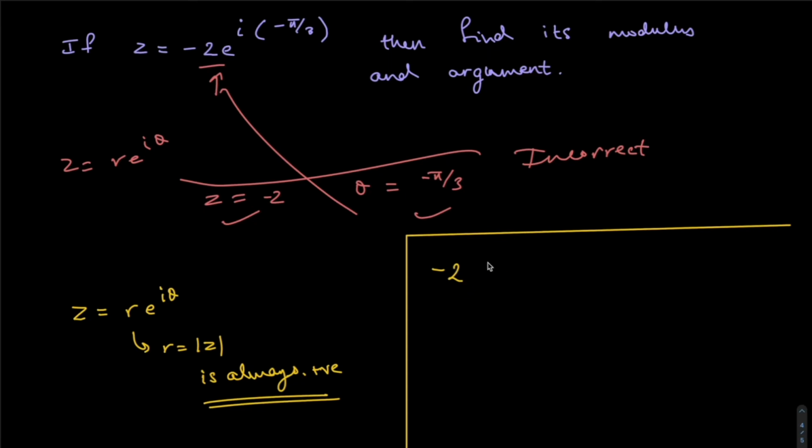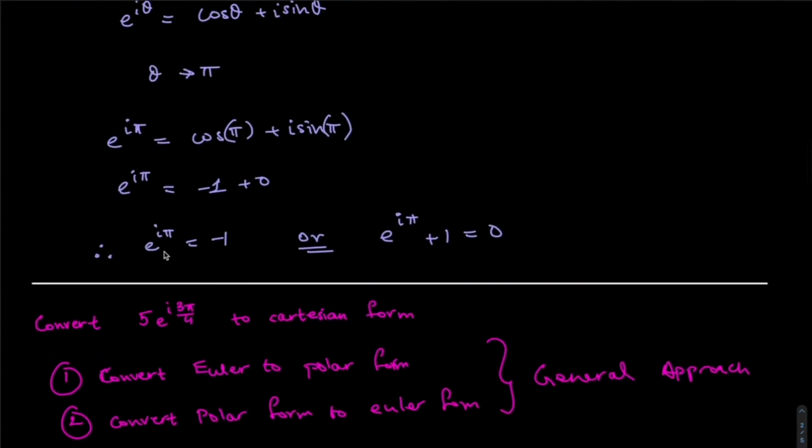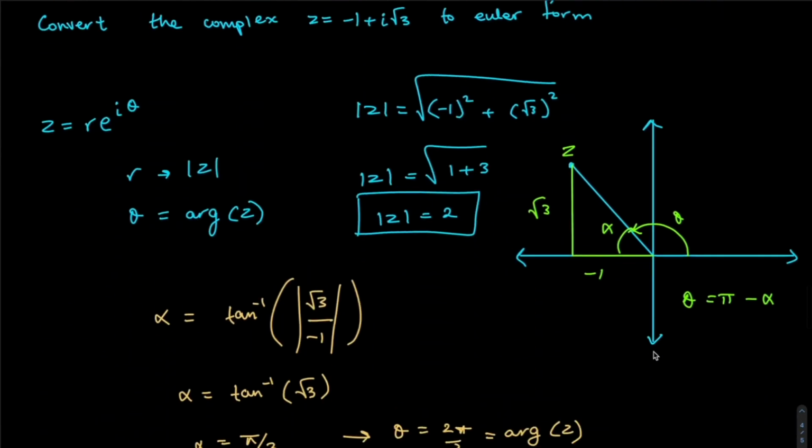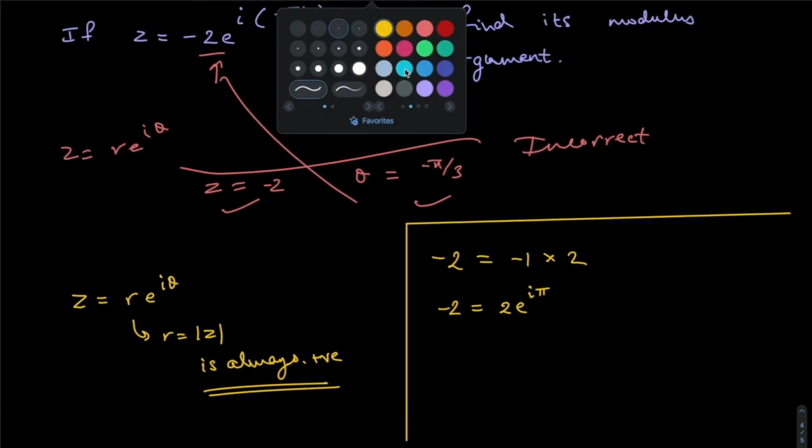So minus 2 can be written as what again? We can write this as minus 1 times 2, right? So now we have a plus 2 right here, so we can use this. But what do we do with the minus 1? That begs the question. So I'm going to use this property, or the standard result, all the way up here: e raised to the power i pi is minus 1. I'm going to plug it in for minus 1 right here. So I'm going to write minus 2 is equal to 2e raised to the power i pi.